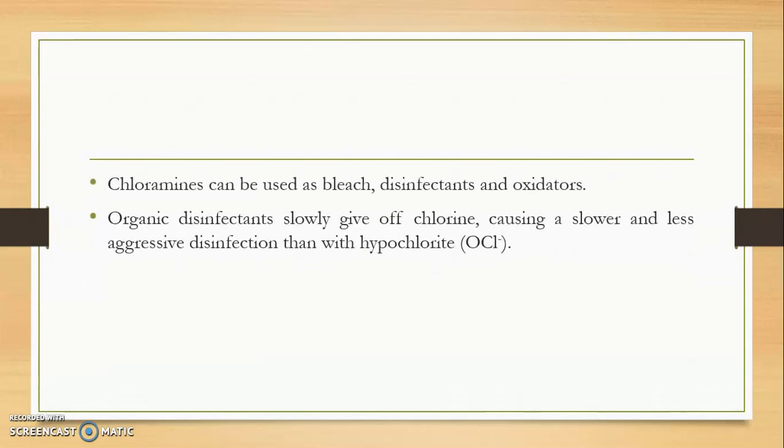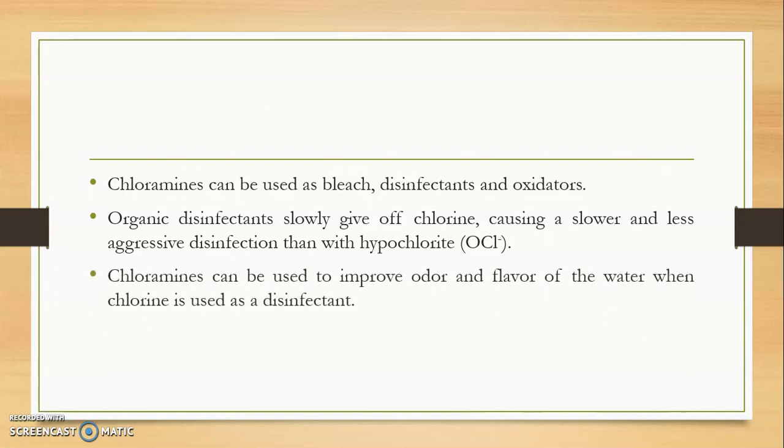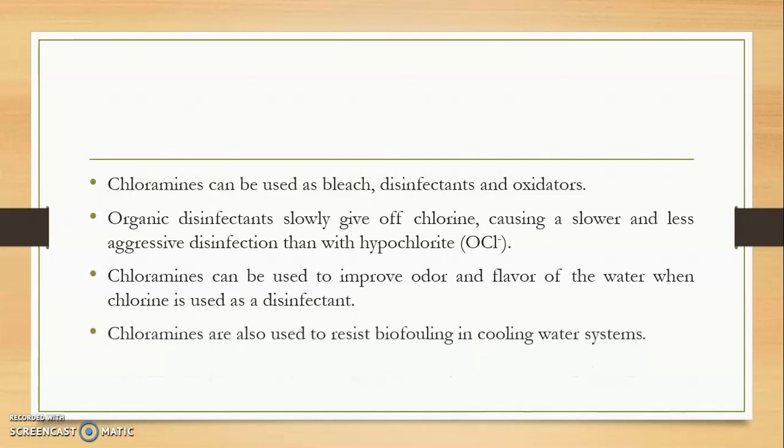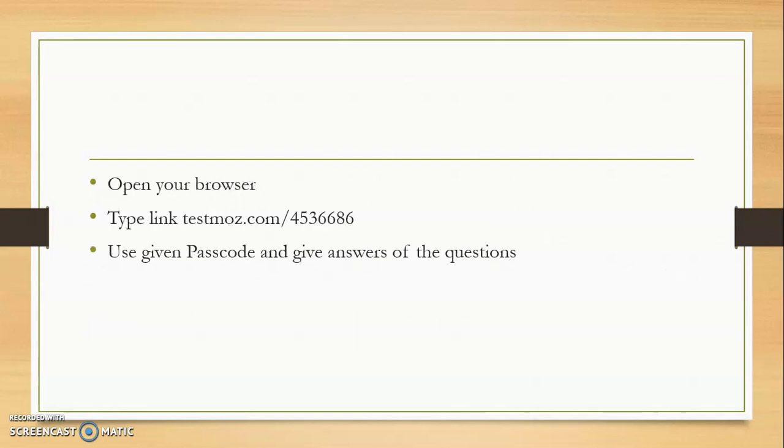Chloramines can also be used as a bleach, disinfectant and oxidator. Also, organic disinfectants slowly give off chlorine, causing a slower and less aggressive disinfection as compared to hypochlorites. Means from chloramines, chlorine is released very slowly and this gives the disinfection power. Chloramines can also be used to improve the odor and flavor of the water when chlorine is used as a disinfectant. Chloramines are also used to resist biofouling in cooling water systems. So this is about chloramine.